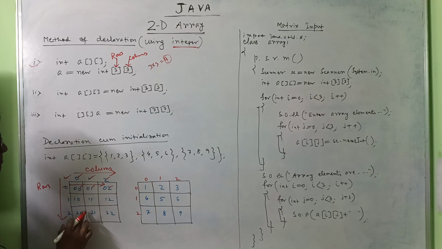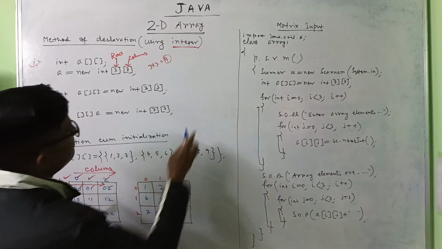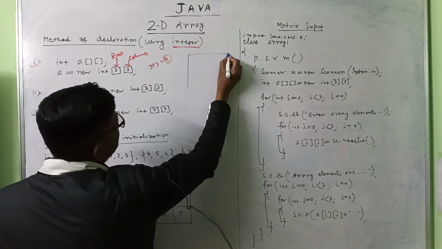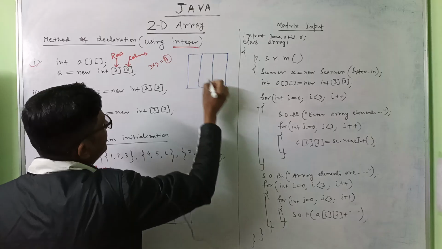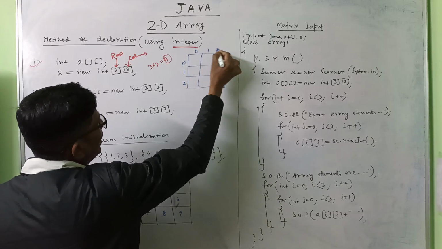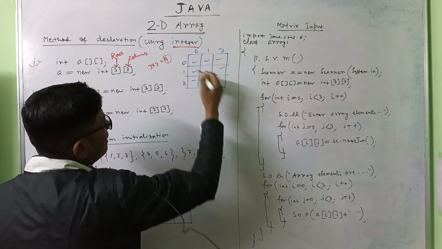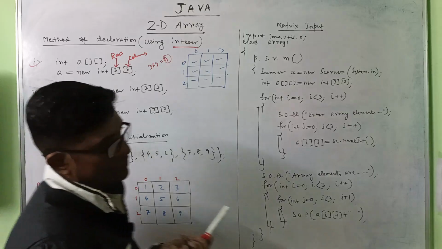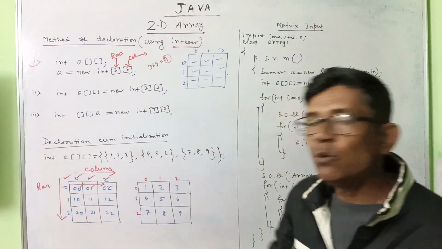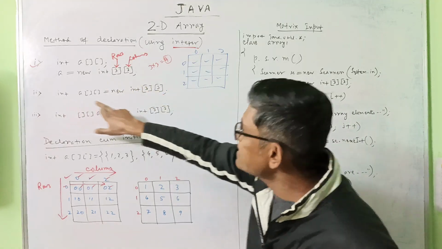Whenever you are doing this, you are making an empty space like this. So 0 1 2, 0 1 2, these are the places where you can give the values. You have made it ready, so you can give the values here. Any of these methods you can write in one line.